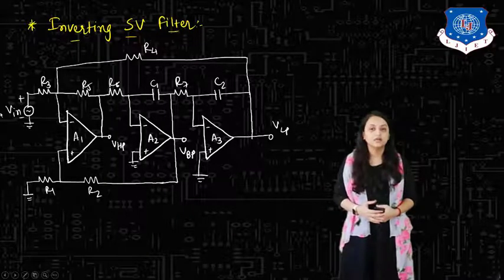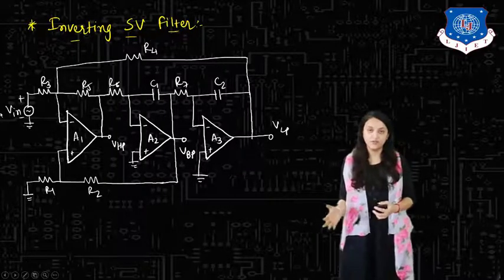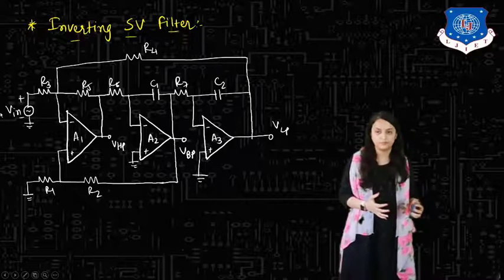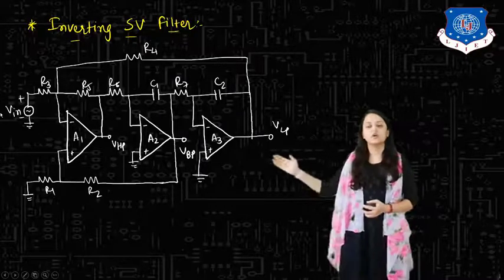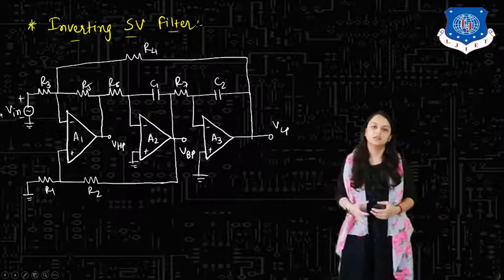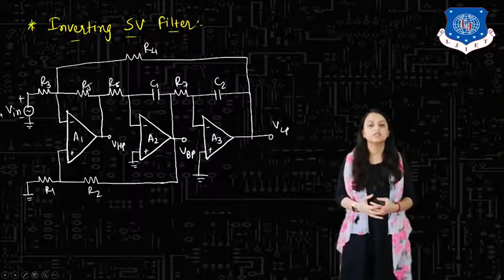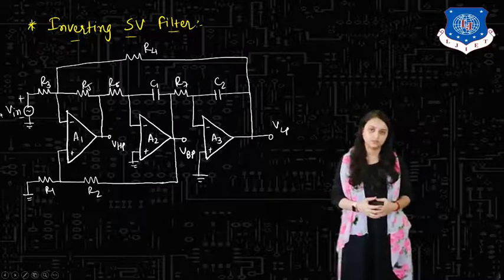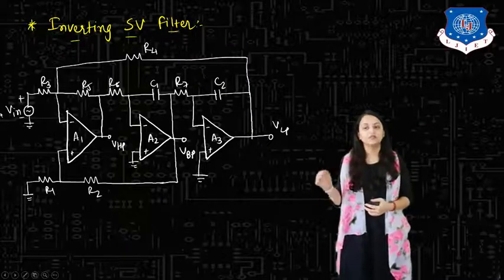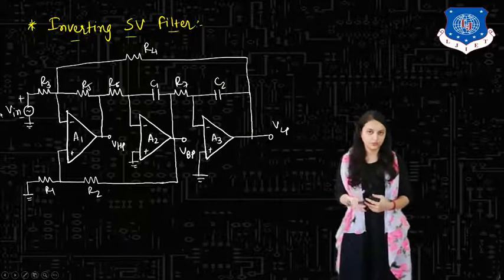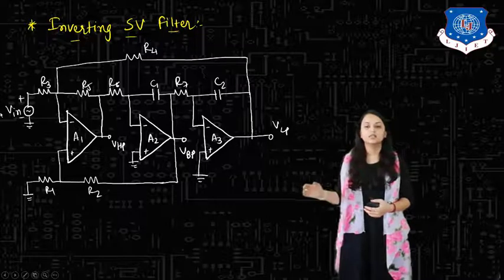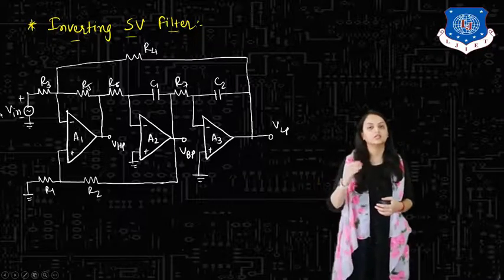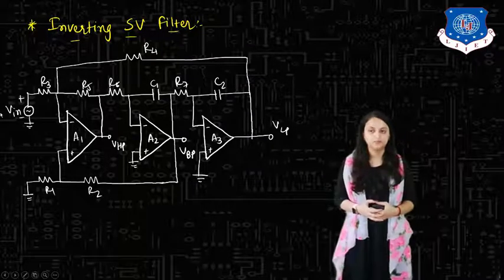Also, we have seen earlier that these state variable filters are using multiple op-amps. So this kind of filter diagram will be there. As you can see over in the circuit diagram, 3 op-amps are used. Supply is given to the inverting terminal of the first op-amp. Here the resistance R3 is directly connected to the supply Vin.